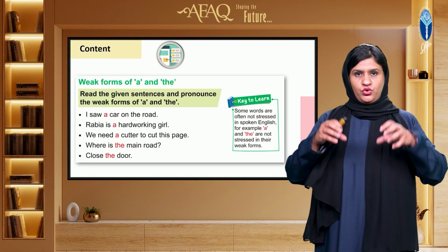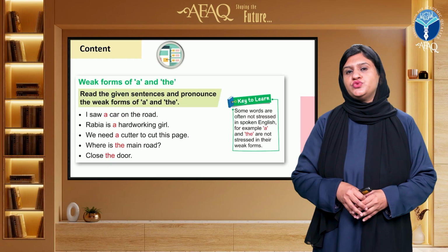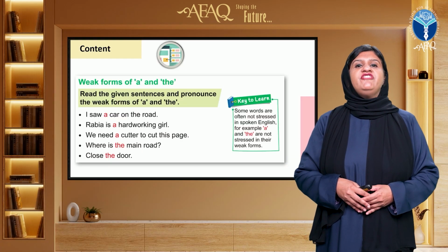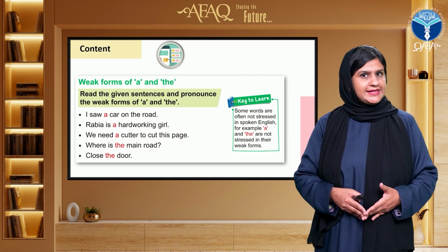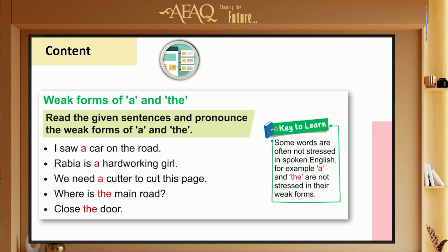Some words we don't put stress on, we don't enforce those words, and that is how we can say the weak forms of a and the. Let's see the examples to make it more clear. Read the given sentences and pronounce the weak forms of a and the. I saw a car on the road. I have not enforced a lot. I saw a car on the road.